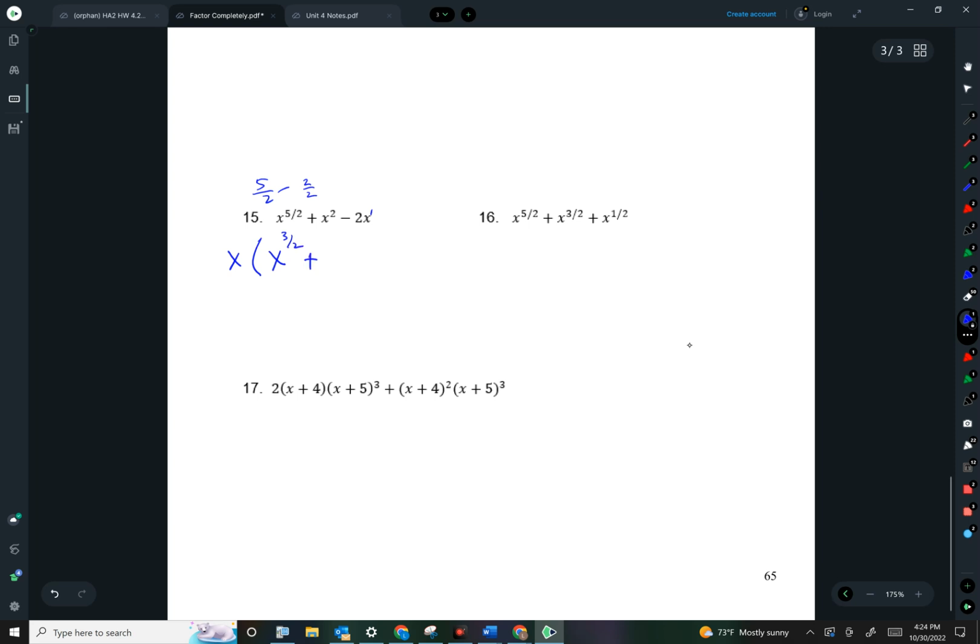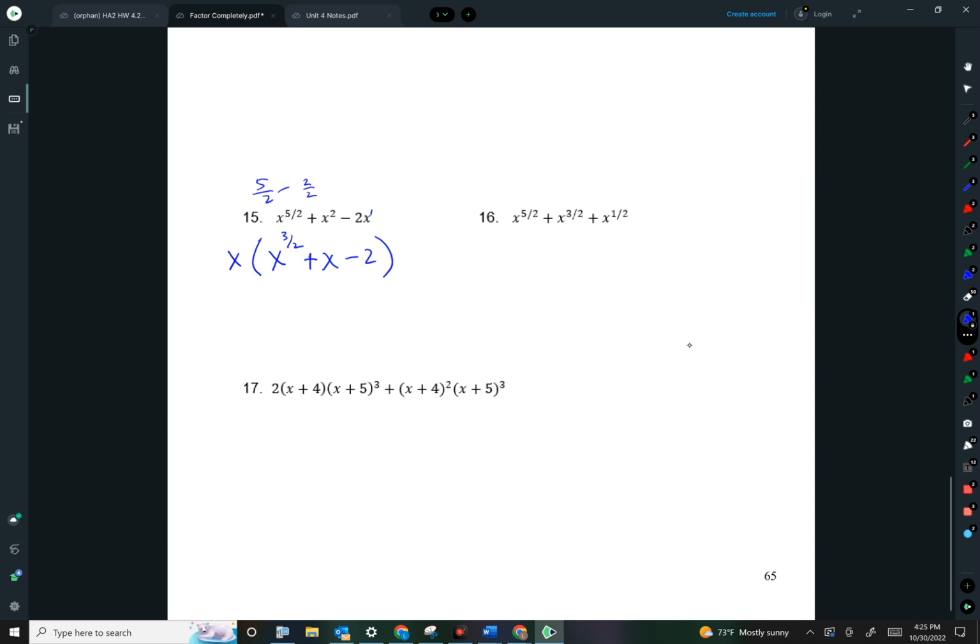Plus, if I start with a 2 and I take out a 1, I'm just going to have x. And then the last term is just minus 2. So can I factor that any further? Well, I've never done trial and error with a fractional exponent. So on that one, I can't go any further.